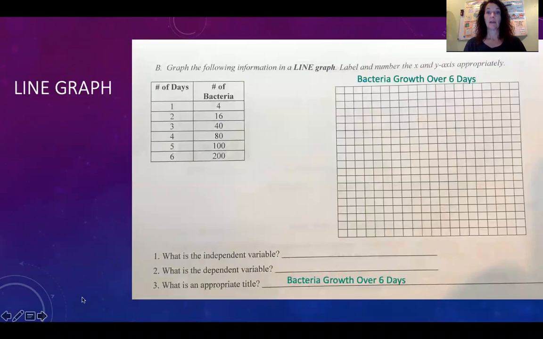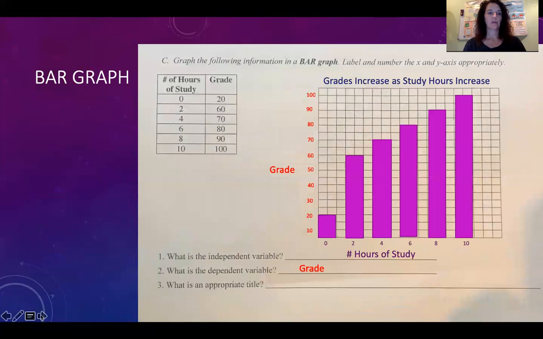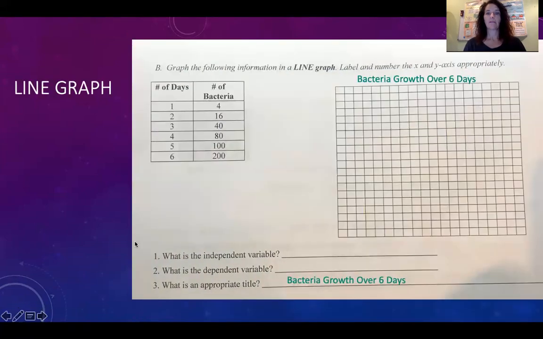So let's look at a line graph. Here's our line graph. Bacteria growth over 6 days. Where did I come up with that title? I looked at my chart. I have numbers of days. I have numbers of bacteria. On day 1, we had 4 bacteria. On day 6, we have 200 bacteria, and it's growing over 6 days. Easy title. It describes it well. That's a good title for us.